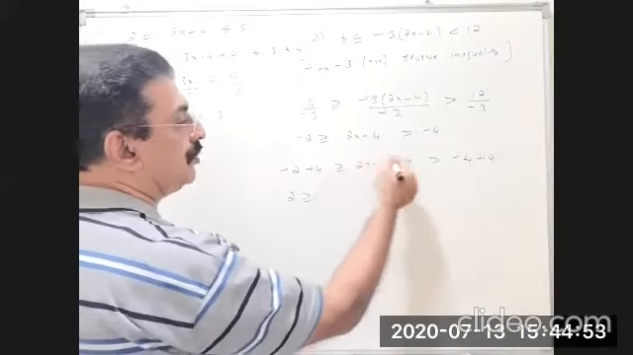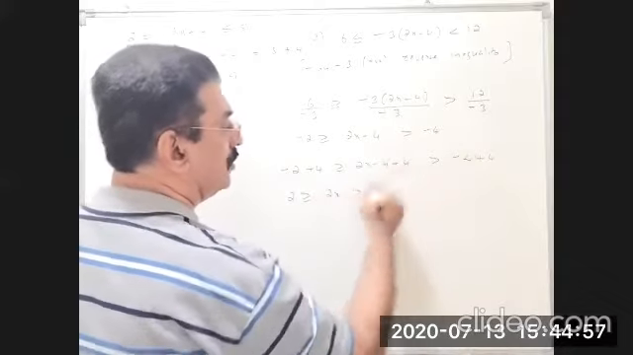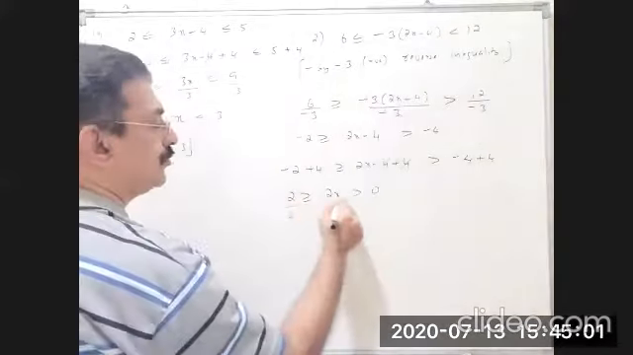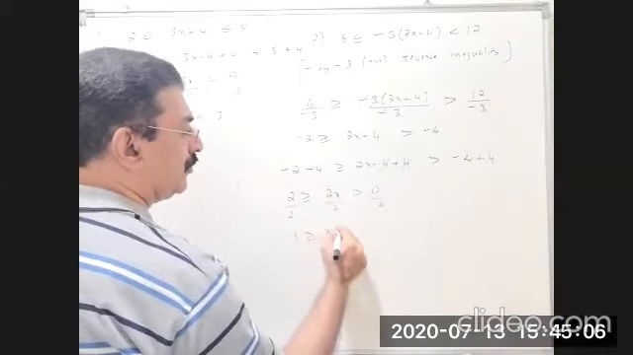Greater than or equal to, this cancels. 2x, 0. Now dividing by 2. 1 greater than or equal to x.